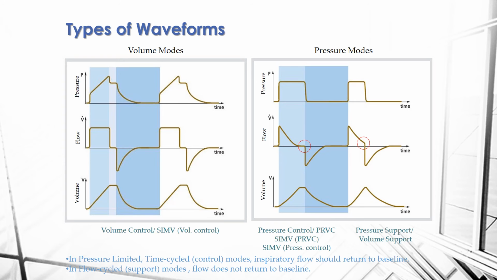Here's just some examples of your flow not returning to baseline. You see on the left is what you want, but on the right there, it's circled in red where your flow just isn't getting back to baseline, so you're going to have some air trapping.